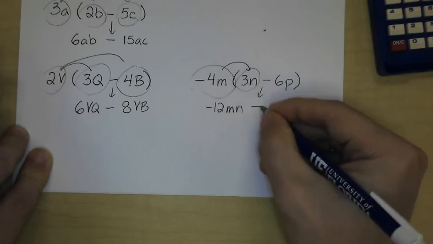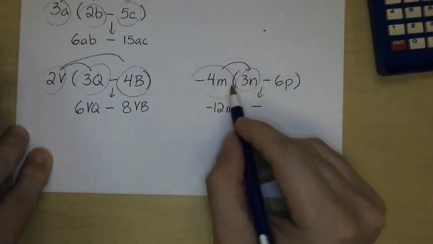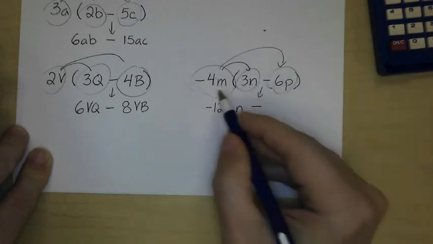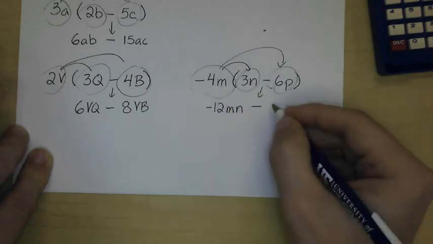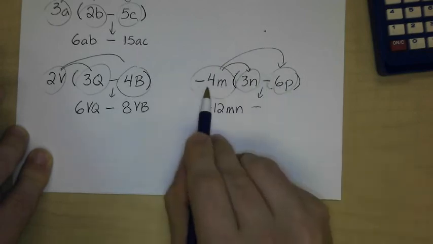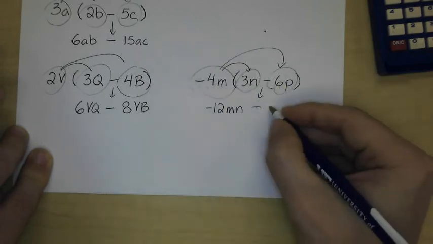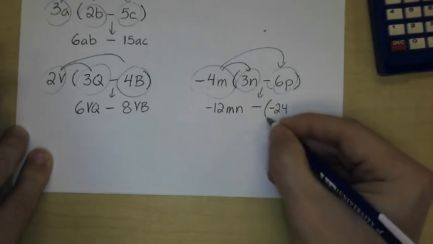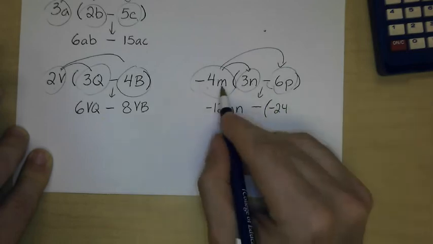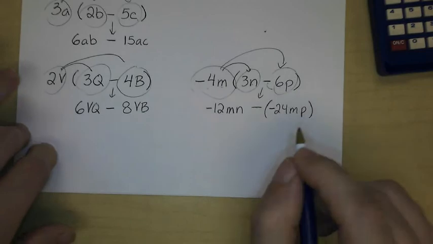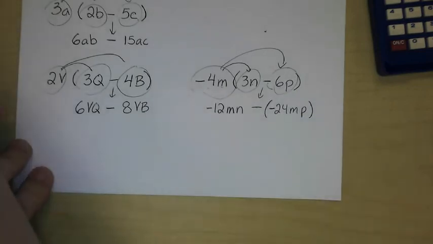Bring down the operation. Now I've got negative 4m times 6p. Negative 4 times a positive 6. Remember, that's not a negative sign. That was our subtraction that we brought down. So negative 4 times positive 6, that's going to be negative 24. I need this parentheses to separate those. And the letters are m and p. And we're good there. So now I'm going to show you the last version of these.